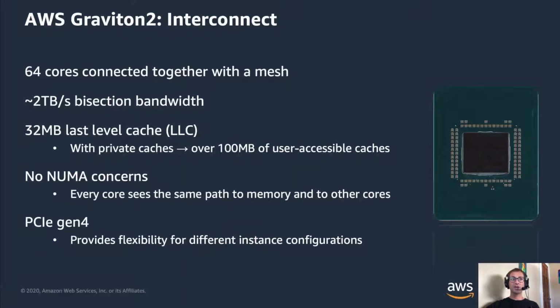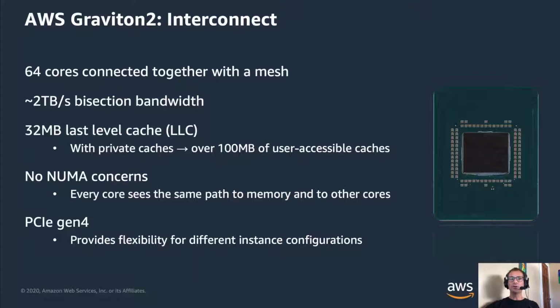In terms of interconnect, the 64 cores are connected together with a mesh that offers 2 terabytes per second of bisection bandwidth. It has a pretty large last level cache, with 32 megabytes. And in terms of topology, it offers a flat topology. From any core on that processor, you see the same path to the memory and the same path to the other cores.